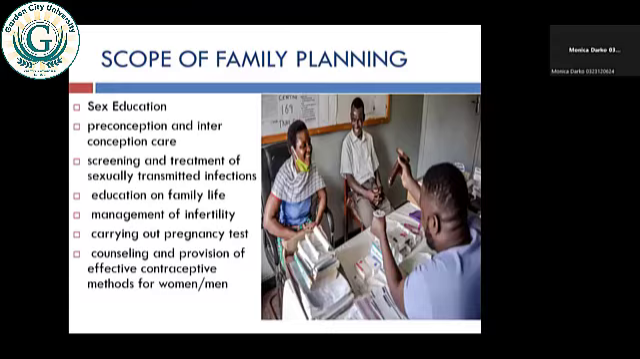We also discussed the scope of family planning, that the scope is wide. It includes sex education, pre-conception and intra-conception care, screening and treatment of sexually transmitted infections, education on family life, management of infertility, carrying out pregnancy tests, counseling and provision of effective contraceptive methods for men and women. So family planning is not only for women alone, it is for both couples, the man and the woman.